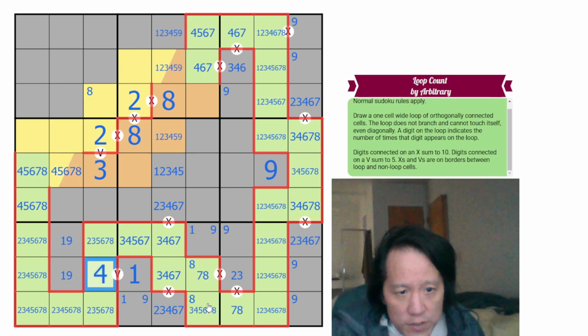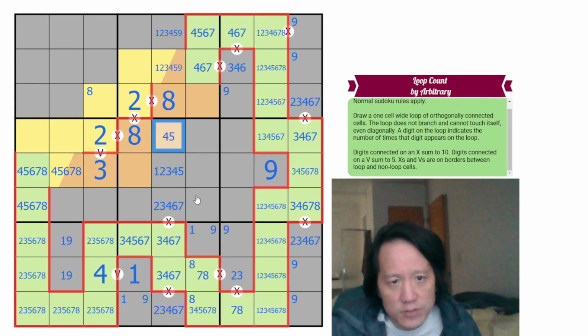The 4 is on, well, that's already counted for, so this can't be 4. 8 is one of these two. 8 is one of these. 4. Neither of these can be 8. This can't be 2. So this is part of the loop, which means this cannot be 1, 2, or 3. So this becomes 4, 5. It can't be 9, so this is 4 or 5.